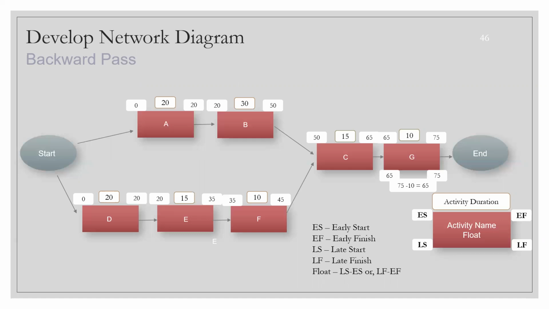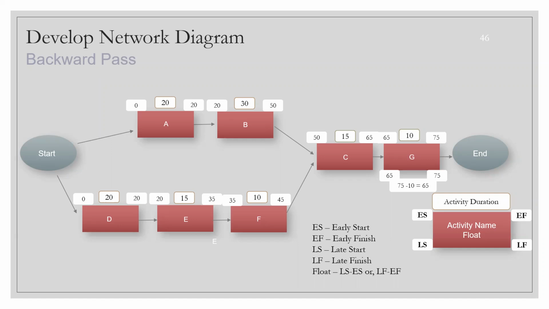The buffer is 0. So we do not have any single day in the activity apart from this exact 10 days. If we delay even one day there, we are going to miss the end date. So there is no buffer, it's 0 here. Let's talk about then C.